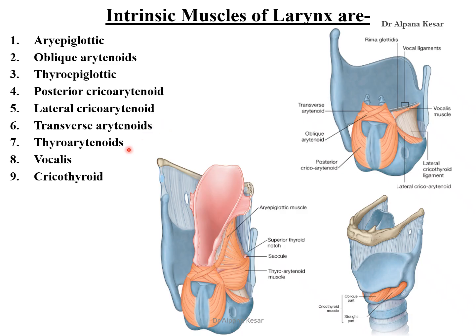The next three muscles help in stretching or relaxing the vocal cords or the vocal ligaments, and that includes the thyroarytenoids, vocalis, and cricothyroid.